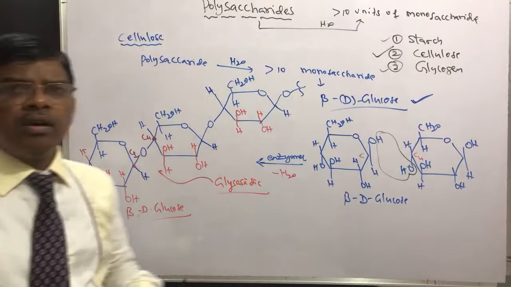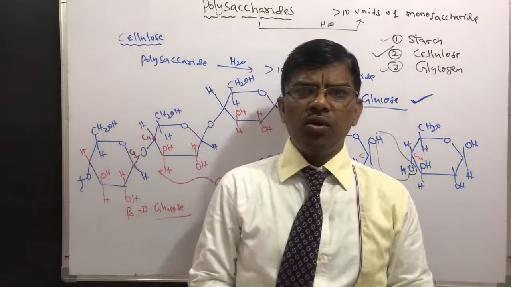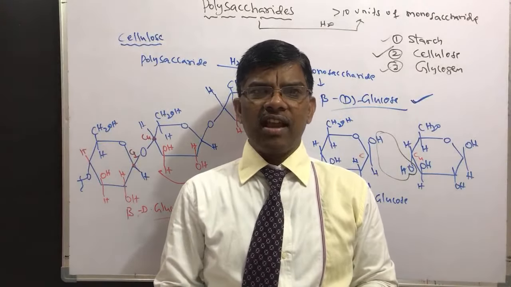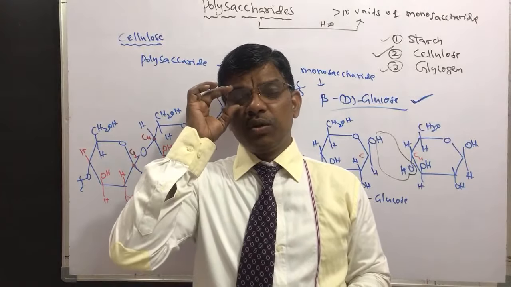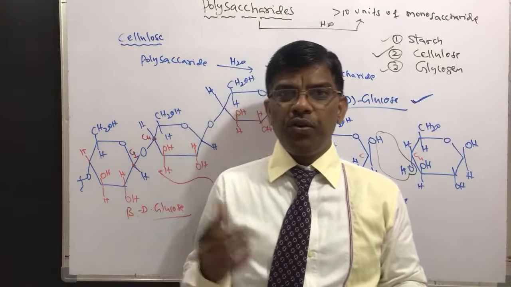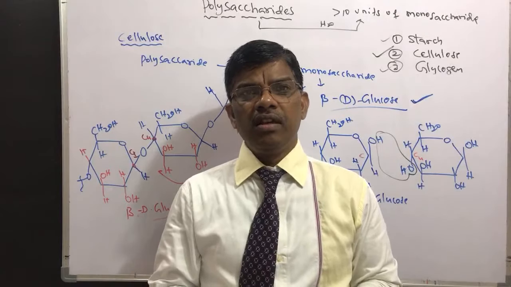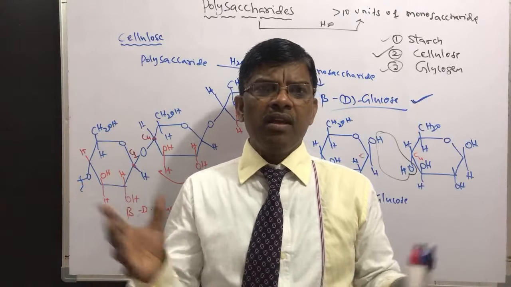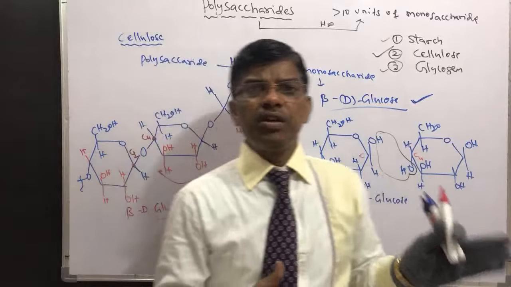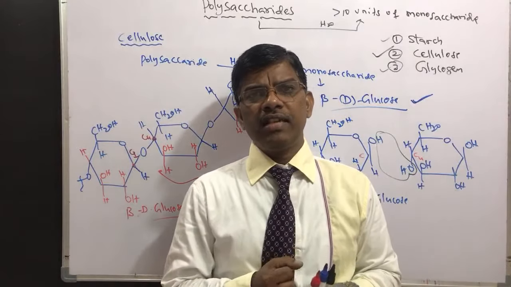So this is how cellulose is going to play a major role in industries like textile, books, furniture, wood. Wood is nothing but cellulose. So most of the glucose is going to stay in the form of cellulose.